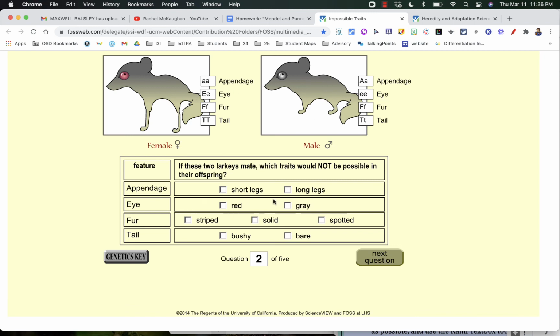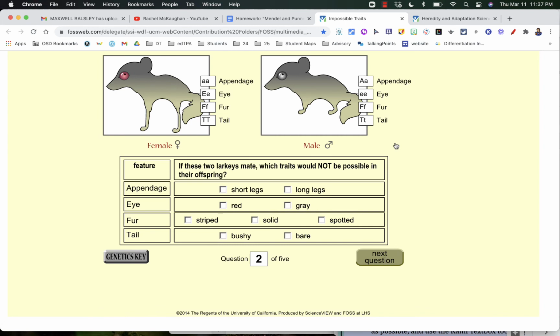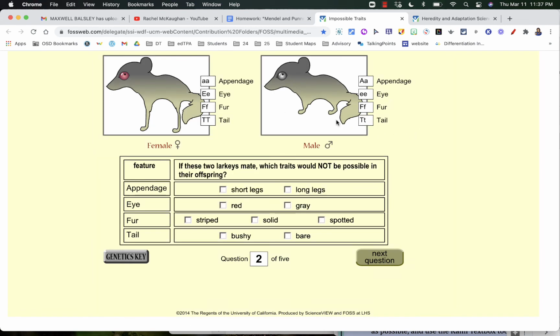Nothing's impossible. Fur. You can get the big F and the big F, so you can have striped. You can get the big F and little f. You can get this big F and this little f, so you can get solid. You can get little f, so you can have spotted. So all the fur is possible. Cool. Bushy or bare? Can you get a bushy tail? Yes, because you have dominant alleles here.